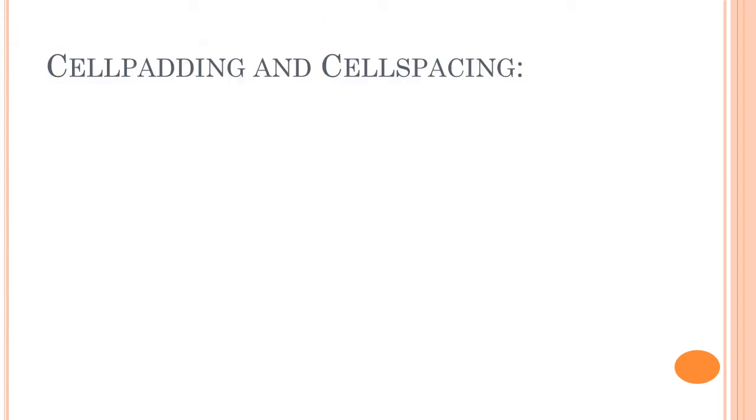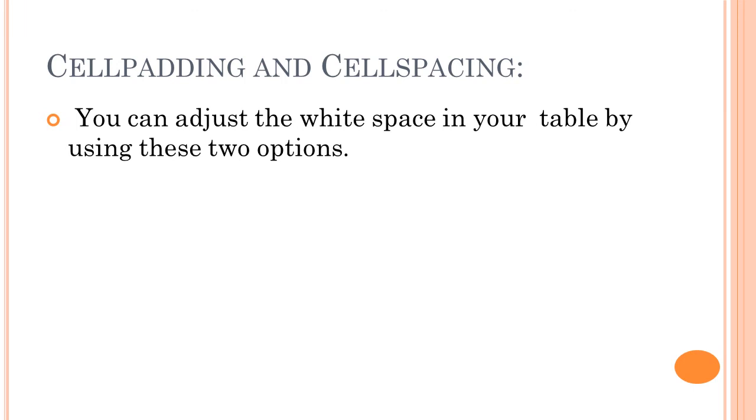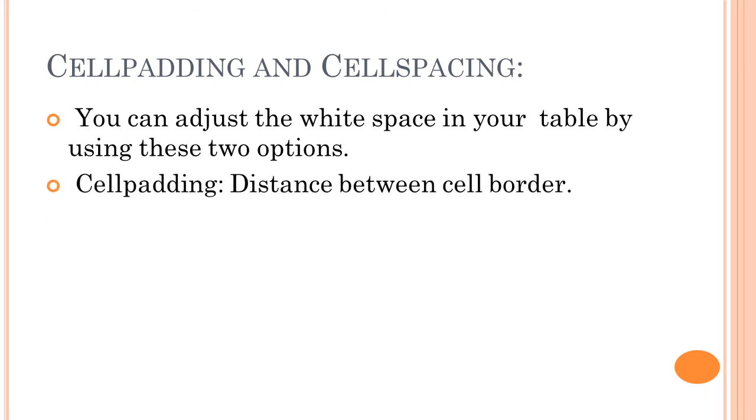Next topic is about cell padding and cell spacing. These two options are used to give space in the table, white space between the words or the border or anything. I'll explain. First is cell padding. What is the meaning of cell padding? It is the distance between the cell border, from one cell to the other cell, how much space you want to give. That is about cell padding.